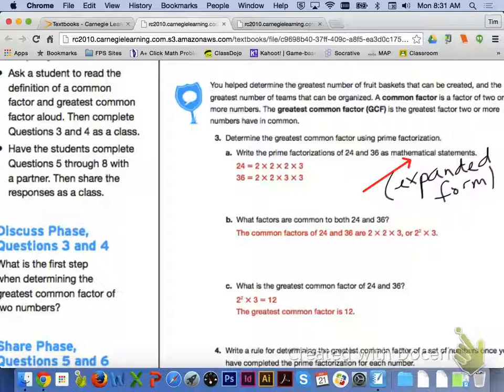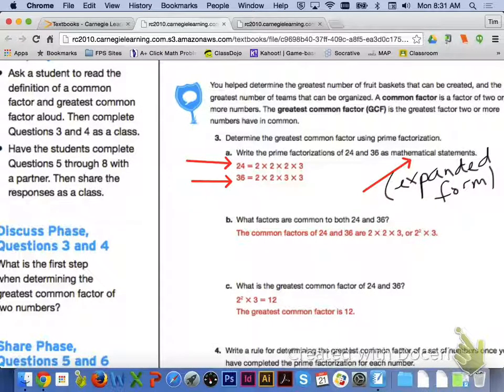If we take a look at letter A, when it asks us to write the prime factorization of a number as a math statement, what we want to do is make sure that we write it out in expanded form. So if we take a look at 24, the prime factorization is 2 times 2 times 2 times 3, and the prime factorization for 36 is 2 times 2 times 3 times 3. We are not using exponents when we write out the prime factorization.